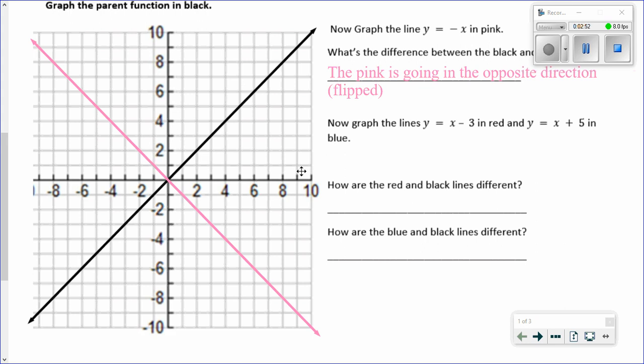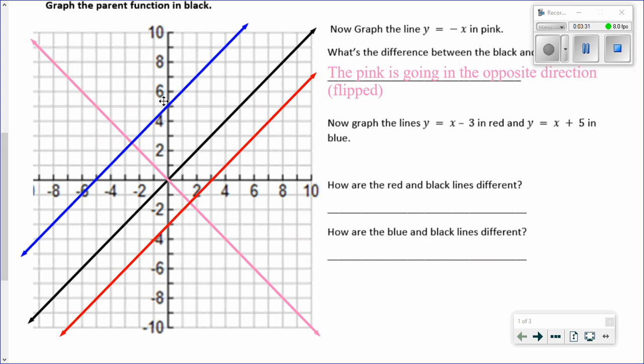All right, now we're going to graph the line y equals x minus 3 in red, and we're going to graph y equals x plus 5 in blue. So y equals x minus 3 means we have a negative 3 for our y-intercept, and the slope is still positive 1. So I start at negative 3, I'm going to go up 1, over 1 to create my red line. Maybe. There we go. That creates my red line. And I go ahead and do the same thing, but now my y-intercept is positive 5. So I go up to positive 5, and I do rise over run a couple of times to get my slope in, and it creates this line.